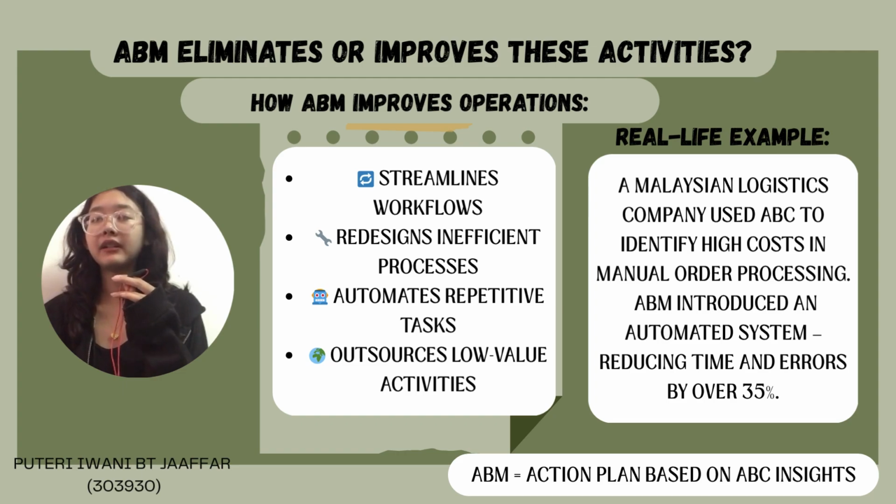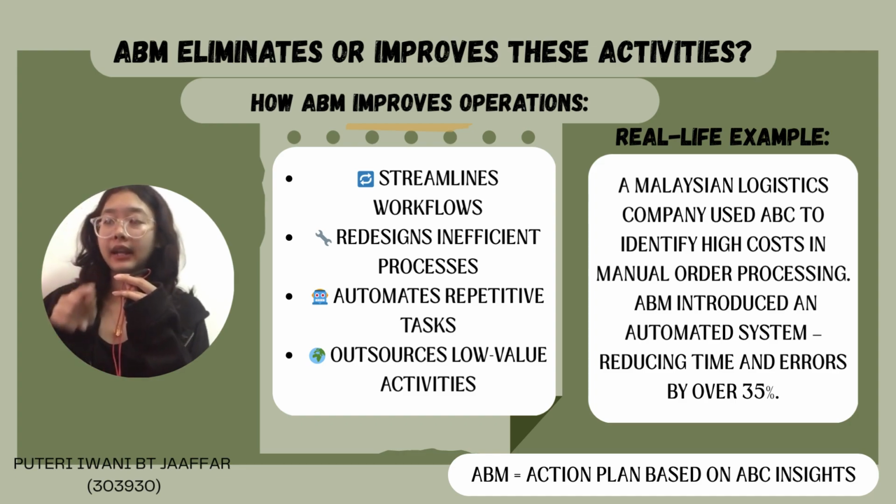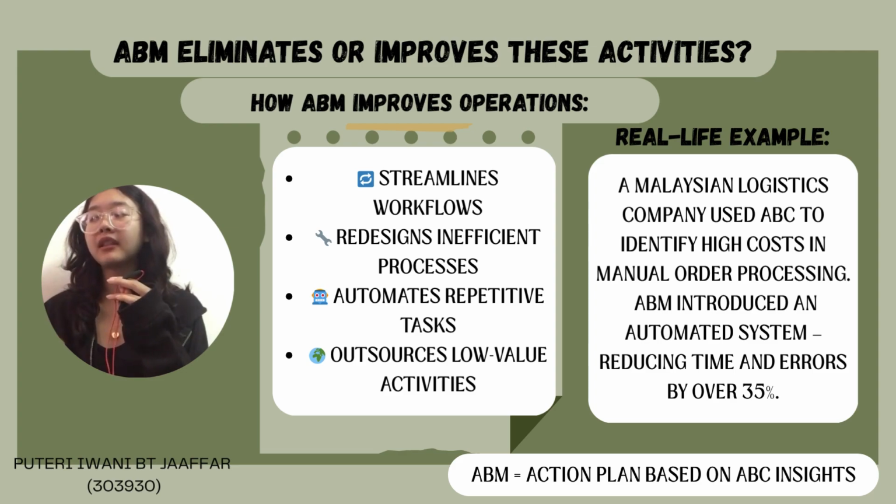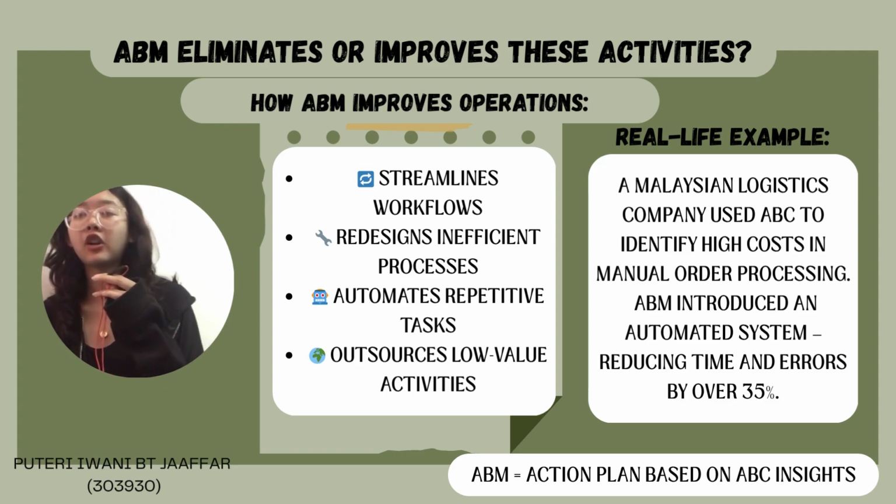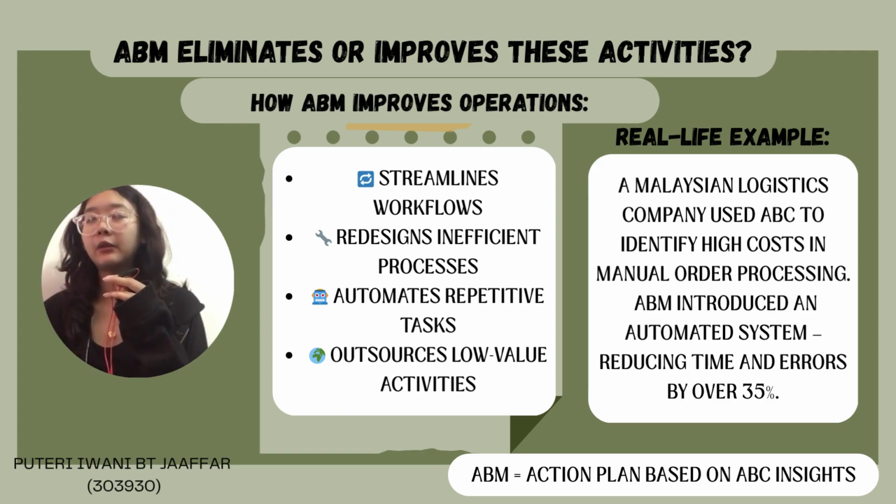Next up is redesigning inefficient processes. This means that some activities aren't just too long, but are designed poorly. ABM suggests new ways to do the same job with much less effort and cost. For example, instead of manually entering customer orders, it will redesign the process with a digital form that sends the data directly to the system.